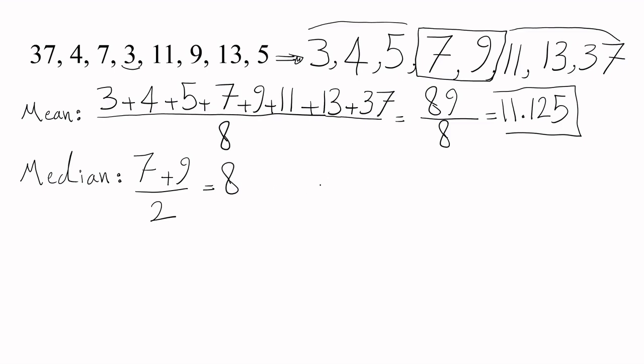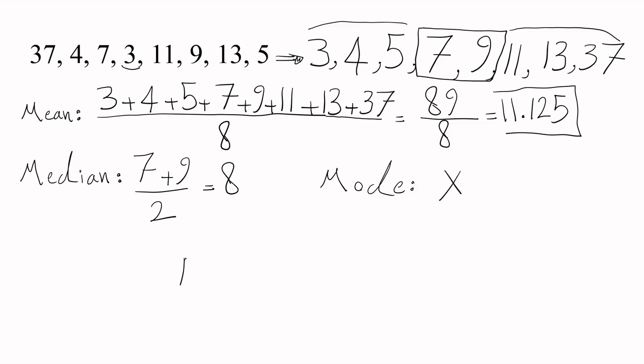Let's calculate the mode with each other. Which number is repeated more than the others? As you can see here, all the numbers are repeated 1 time. So we do not have any mode here.